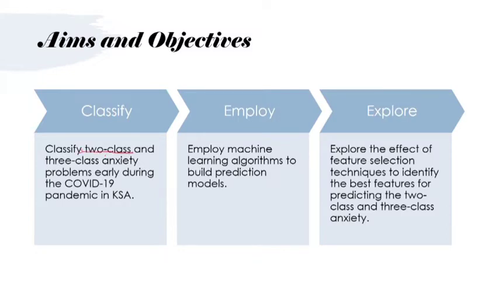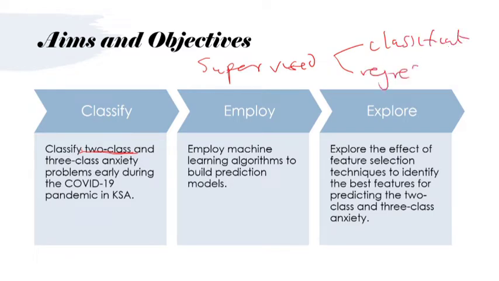This is a form of classification. As a reminder, supervised learning is divided into classification and regression. In classification, we want to classify something into yes or no. Is it going to rain or not? Is the student going to pass or not? That is classification, but this is binary classification.